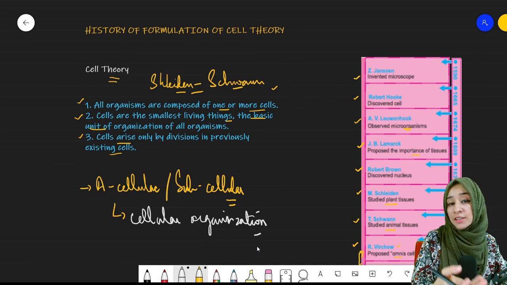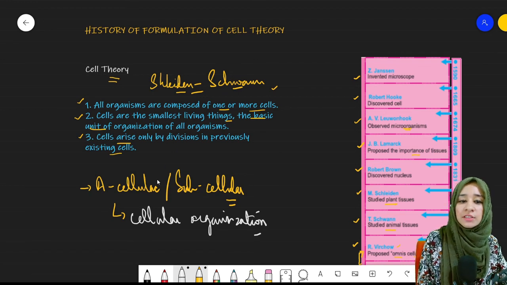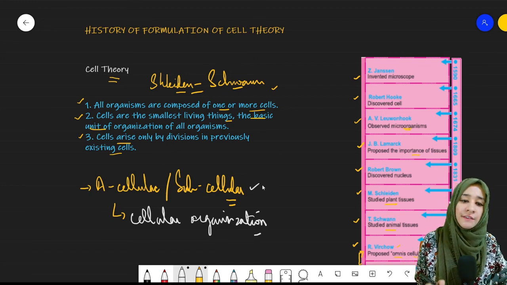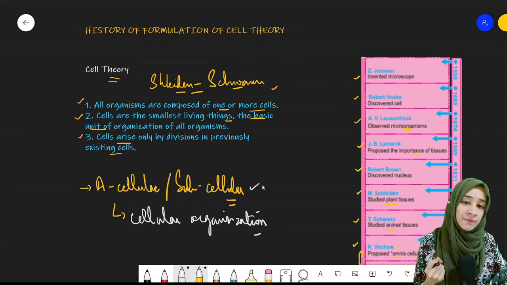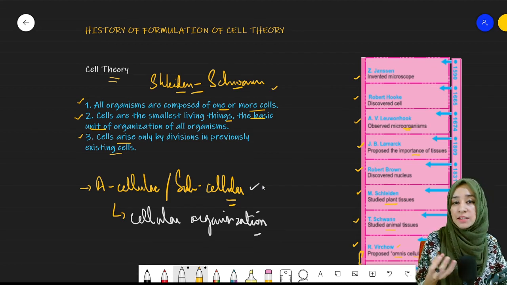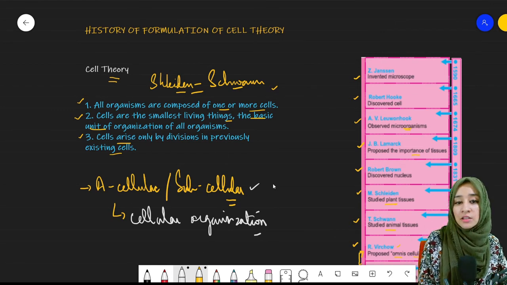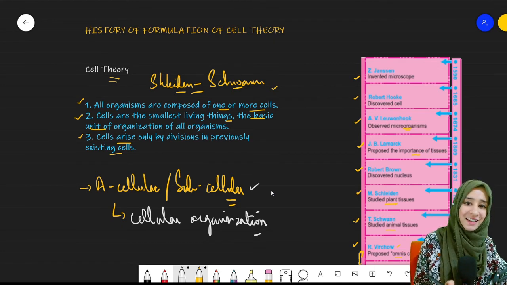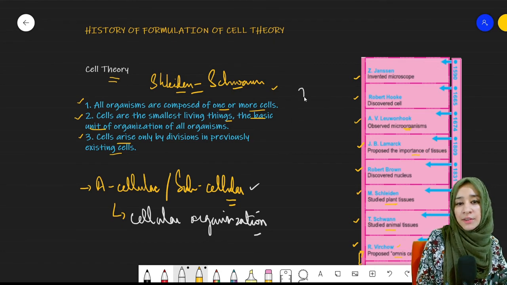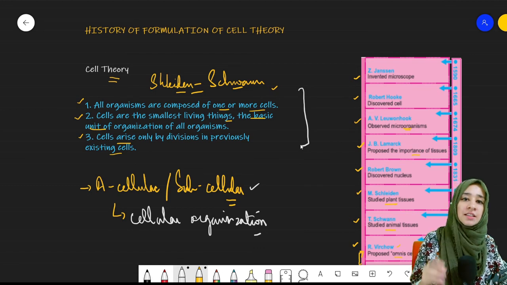We cannot say whether they are living or non-living. It is still doubtful, right? So these are those structures which do not have a cellular organization. They do not have the metabolism that needs to occur within a cell structure. So these are considered acellular or subcellular structures. The rest of the things will be placed under the cell theory and will follow this cell theory.